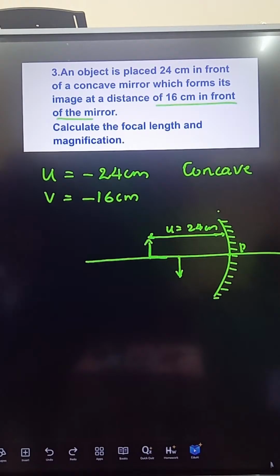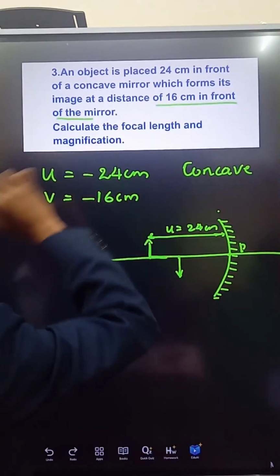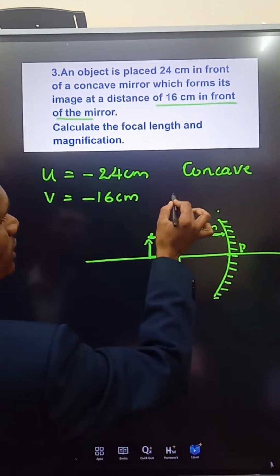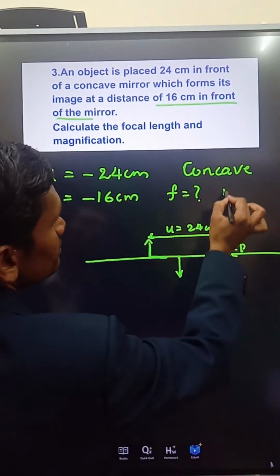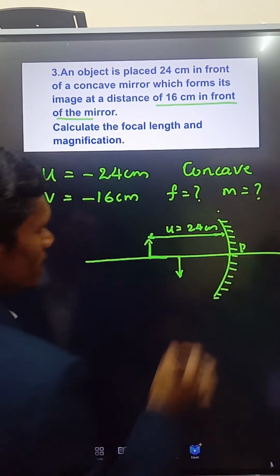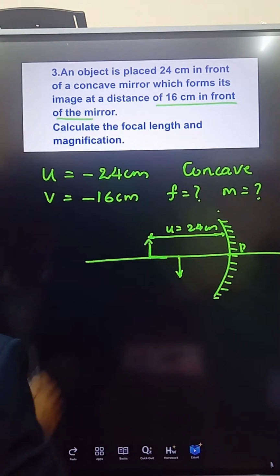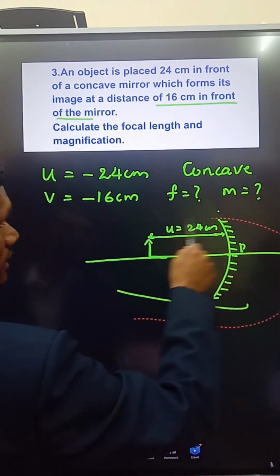Yes, you write. After writing that, calculate the focal length and magnification they are asking. That means f is equal to what, and magnification means m is equal to what. That also they are asking. Now let us go ahead with this one. I'll remove this.